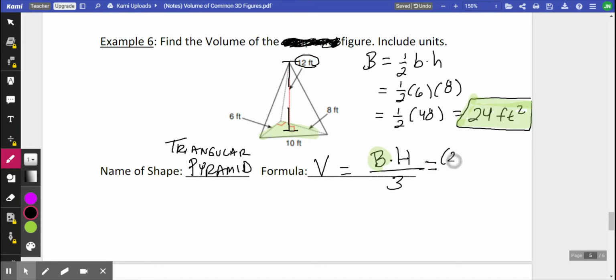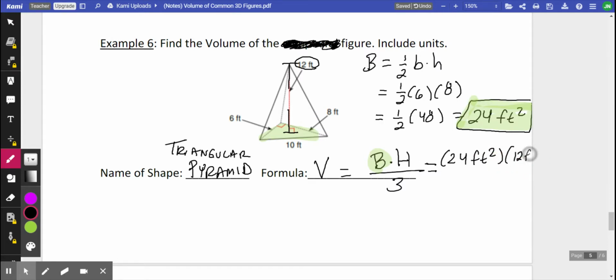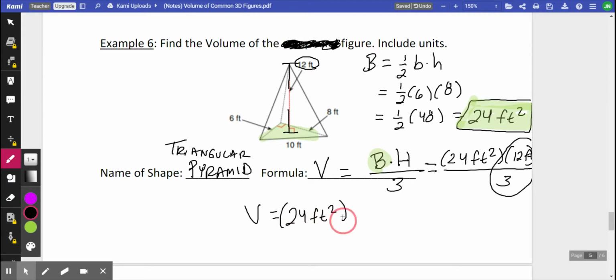So that'll give me 24 feet squared multiplied by the height, which we said was 12. And then we're going to take that and divide it all by 3. So the rest is calculator work. So the volume is equal to 24 times 12 divided by 3. You can do this in any order that you want. I'm going to go ahead and just cheat and say, okay, I'm just going to divide the 12 by 3 first. So the volume will be 24 feet squared multiplied by 4 feet.